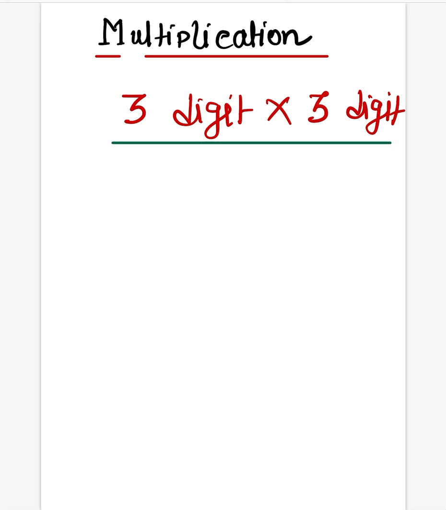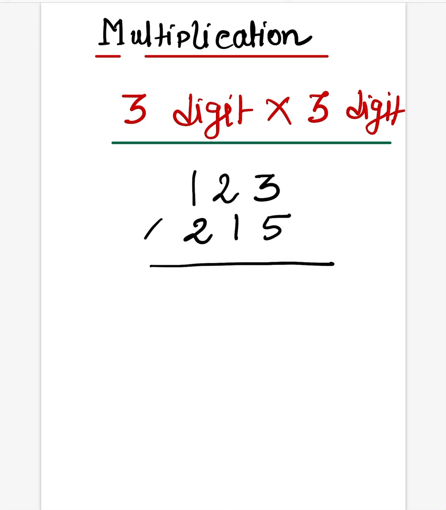Now let us take an example. Suppose I have the number 123 and I have to multiply this number with 215. So this is our task. We have to multiply 123 with 215. Now just have a look at what we have done in the previous classes.